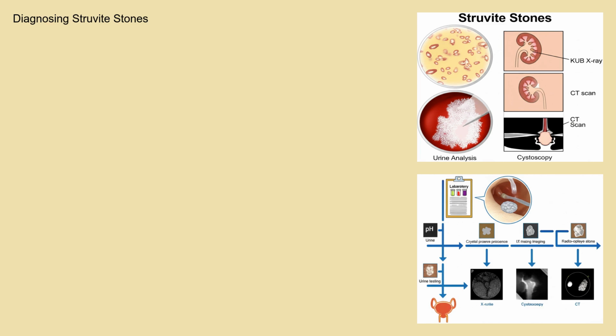Diagnosing struvite stones typically involves a combination of methods. A urine analysis can reveal the presence of bacteria, white blood cells, and elevated urine pH. Imaging techniques such as X-rays, CT scans, or ultrasounds are used to visualize the stones and determine their size and location. A KUB X-ray, which stands for kidneys, ureters, and bladder, can detect many but not all types of stones. CT scans are more sensitive and can reveal even small stones. Sometimes a cystoscopy, where a small camera is inserted into the bladder, is performed to directly visualize the bladder and urethra.